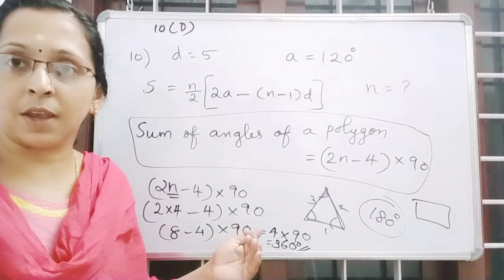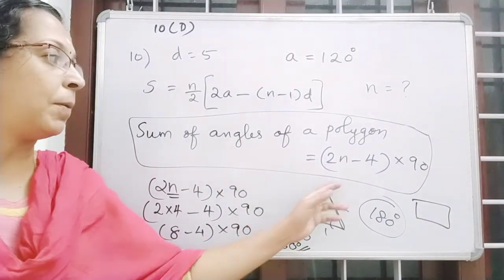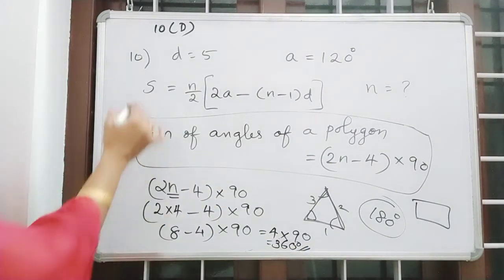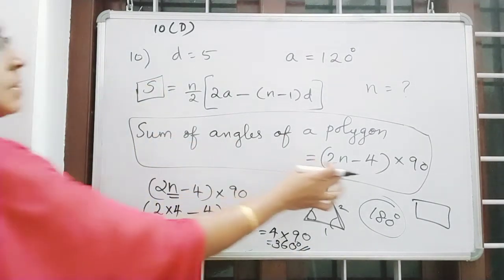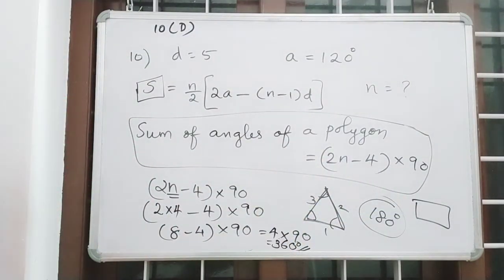So we don't know n. We want to find n. So the usual formula is what? The sum of angles of a polygon will be 2n minus 4 into 90. That only we know. We don't know n. So instead of this S, we can replace it with 2n minus 4 into 90. Then we want to substitute all the values.